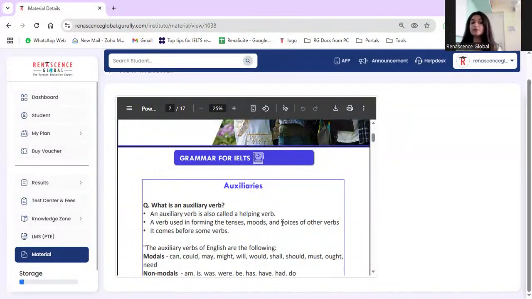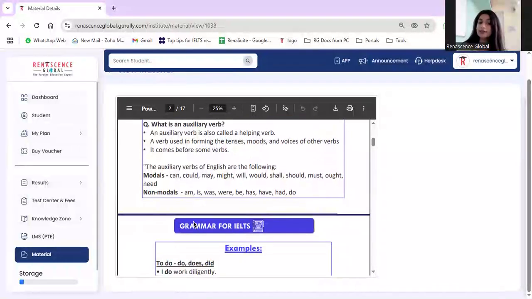And auxiliary verbs form the tenses, moods and voice of the verb. Let's see how. The auxiliary verbs of English are the following. Modals like can, could, may, might, will, would, shall, should, must, ought, need. And non-modals would be is, am, are, was, were, be, has, have, had, to.